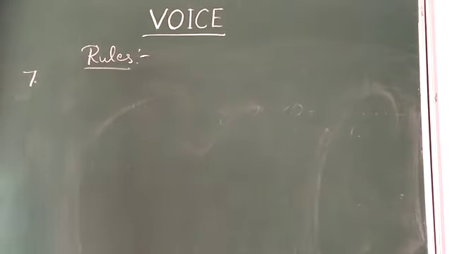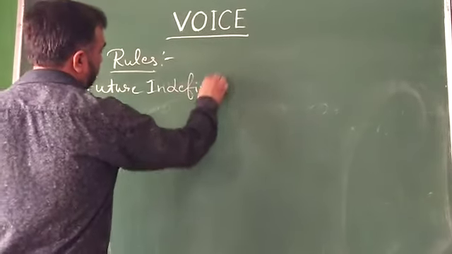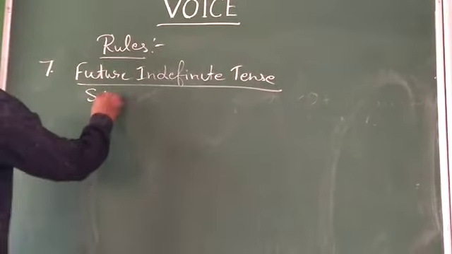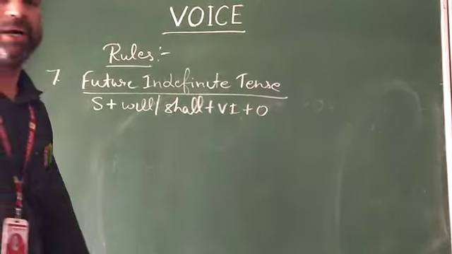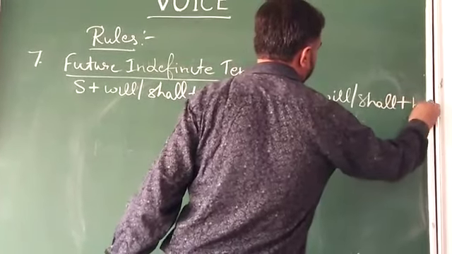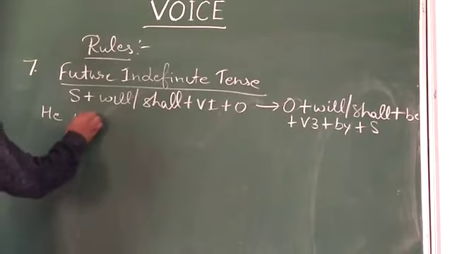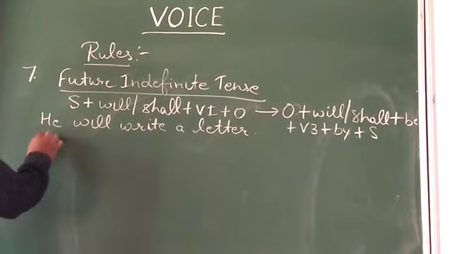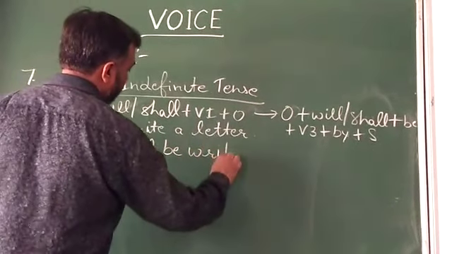Okay, students, now rule number 7 is future indefinite tense. What is the structure of future indefinite tense? Subject plus will/shall plus first form plus object. And how can we change it into passive voice? Object plus will/shall plus be plus third form plus by plus subject. Through an example, he will write a letter. This is an active sentence. What is the passive sentence? A letter will be written by him.